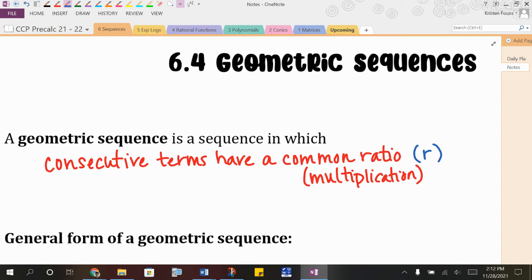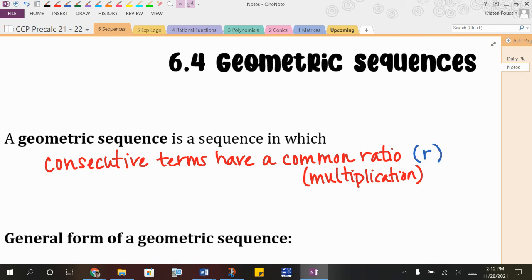So D represents difference, and that's what we are adding. R represents ratio, and that's what we'll be multiplying by. You're going to see a lot of similar ideas between geometric sequences and arithmetic sequences. We just have to adjust the formulas to show the change of operation.